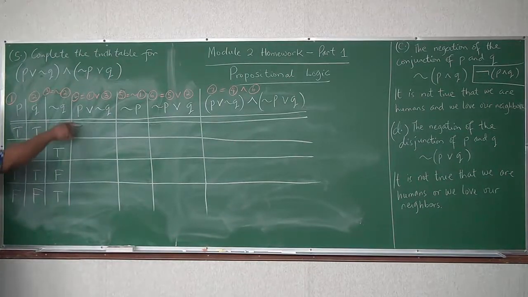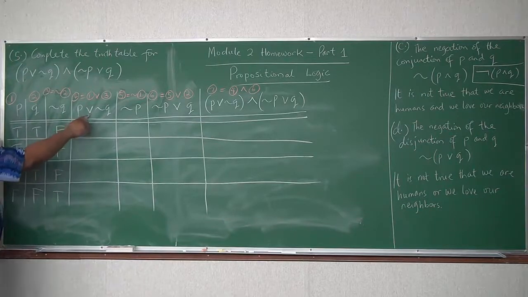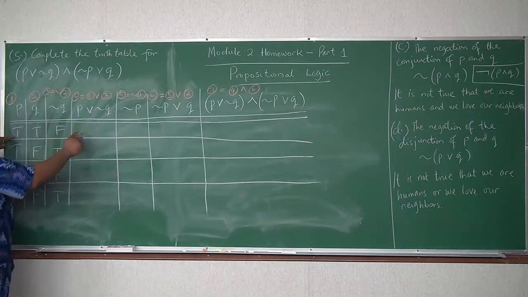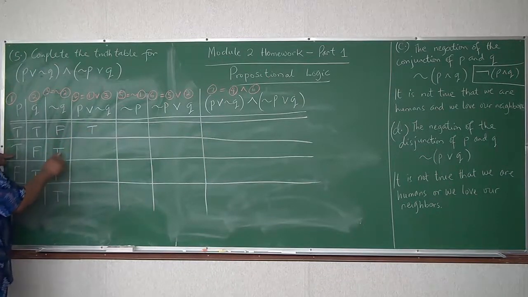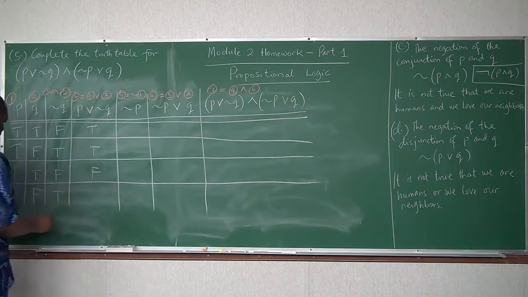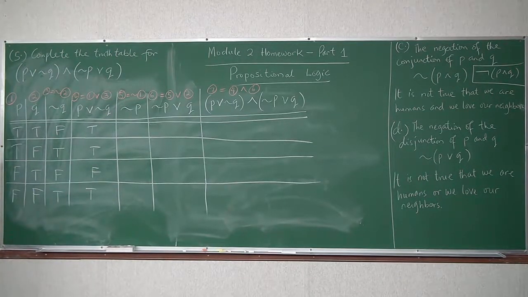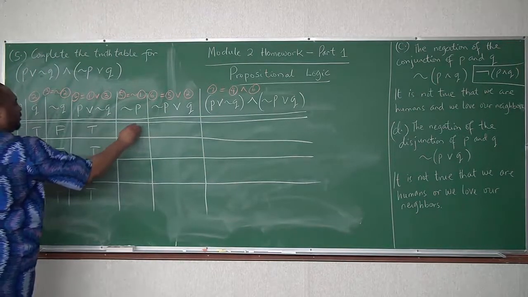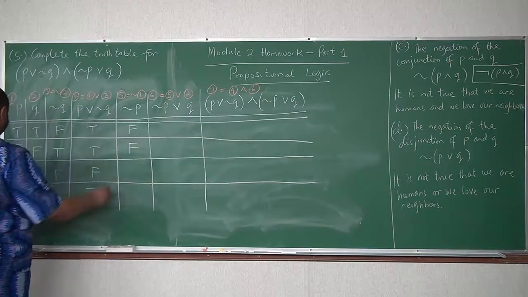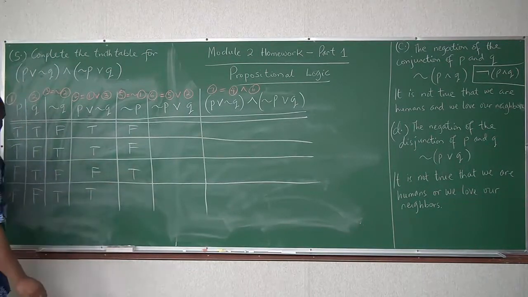Alright. Column 4 is column 1 or 3. Or: true or false is true. True or true is true. False or false is false. False or true is true. Then not P: not true is false, not false is true.